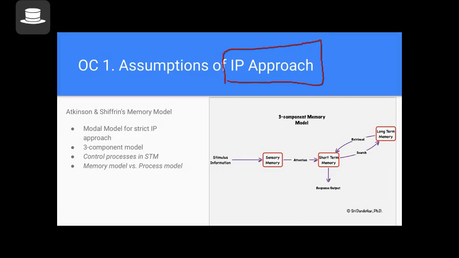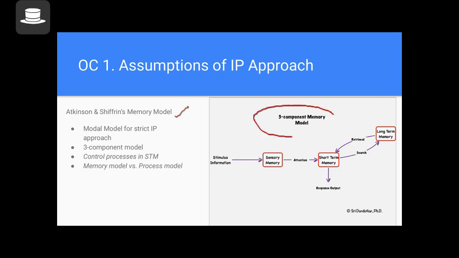Now, we can just list the assumptions, but a better way would be to actually show the assumptions in action by looking at one of the prominent models at that time, when there was the strict information processing approach. We look at how that model was used and how we can infer the assumptions of the information processing approach from it. The model I'm referring to is from the end of the 1950s and beginning of the 60s, when Atkinson and Shiffrin proposed a model called the Atkinson-Shiffrin memory model.